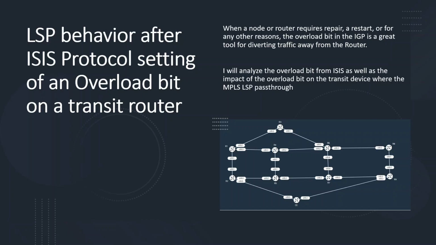Let's quickly go through what is meant by an overload bit. Basically, when a node or router requires repair or a restart, or for any other reason, like you want to do an upgrade, the overload bit in the IGP is a great tool for diverting traffic away from the router. In today's session, I will analyze the overload bit in the ISIS protocol, as well as its impact on a transit device that the MPLS LSP passes through.